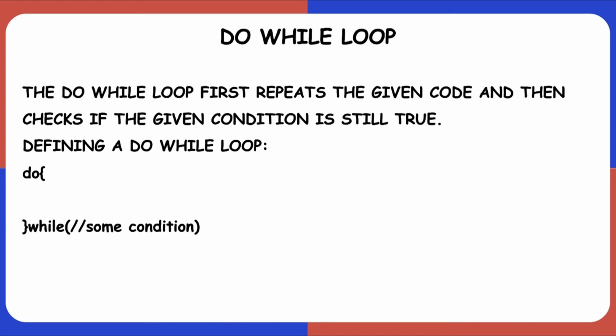Next is the do while loop. So what the do while loop does is it does the function given in the curly brackets first, and after it's done executing, then it checks if the condition is met, and if it is met, then again it will do it first and then check.